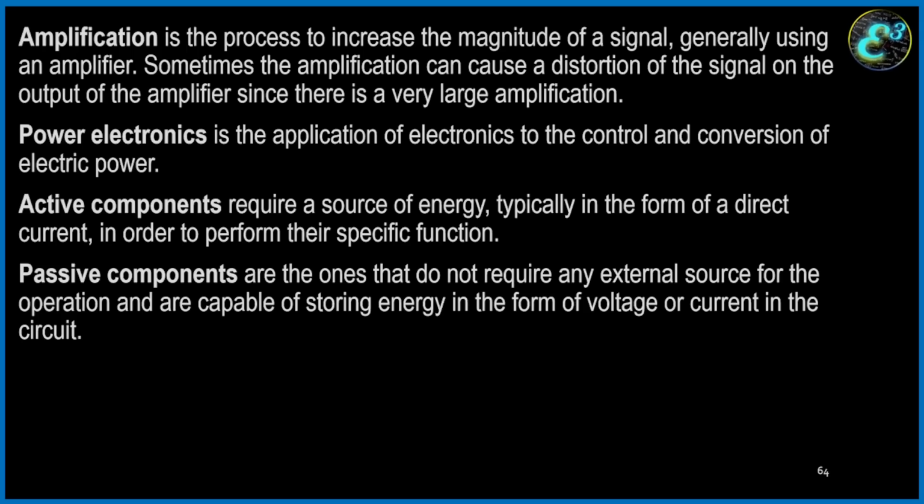Then power electronics is the application of electronics to control and convert electrical power. Then we have active components. No? So active components of circuits are those components that require a source of energy, typically in the form of current, in order to perform their specific function. While passive components are those that do not require any external source for operation and are capable of storing energy in the form of voltage or current in the circuit.